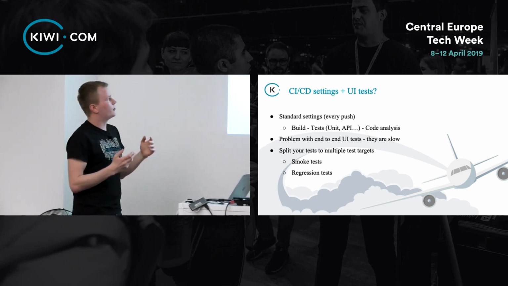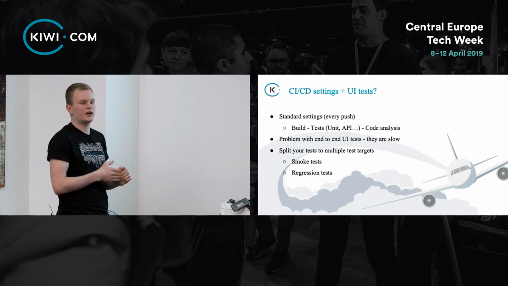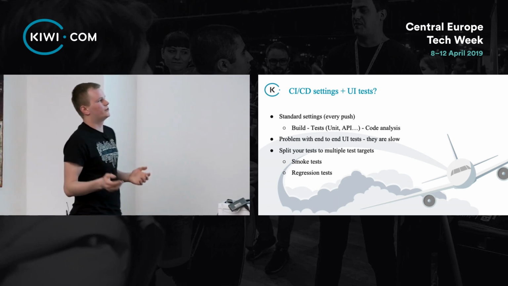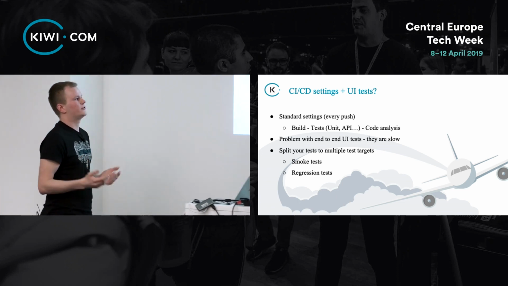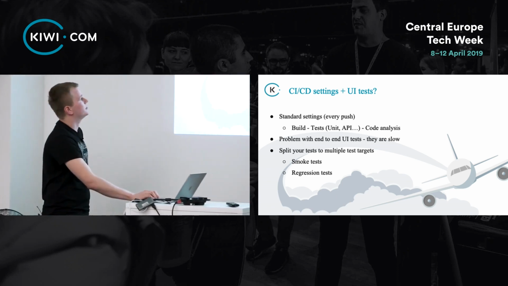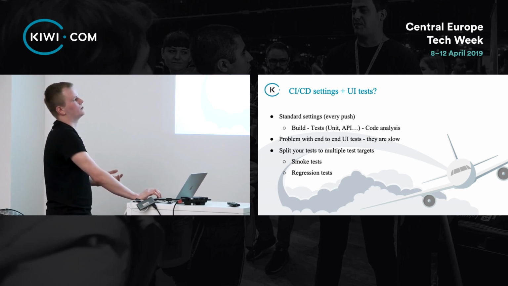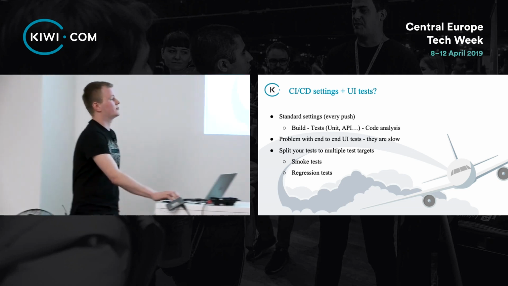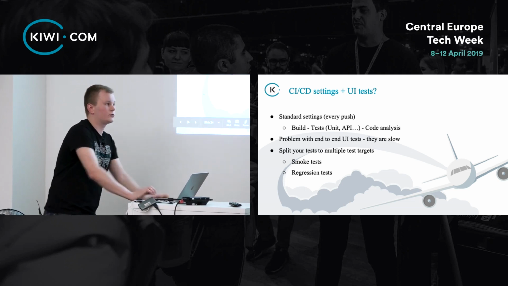Well, we get to the problems with UI tests because they are slow. Even if you have a nice framework and nice tests and everything, they are slow. A usual end-to-end UI test takes at least 15 seconds. If you have hundreds of them, it will probably take hours. So how do you put UI tests in this? Because sometimes you need to release something and you don't want to wait for the whole day for UI tests to finish. So what we did, we split our tests into two targets basically.